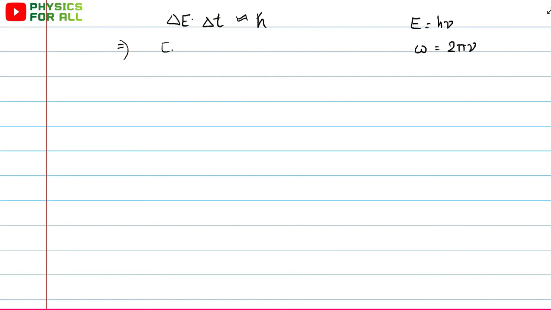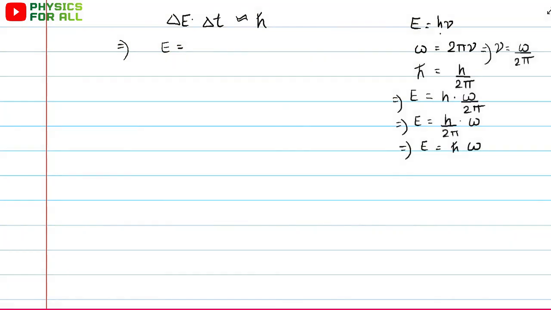This I can write here that my E can be, further, E is h nu and omega is 2 pi nu. So nu becomes omega upon 2 pi. H cut is h upon 2 pi. So if I write here E is equal to h dot, and in place of nu I substitute this value omega upon 2 pi, then I can combine h upon 2 pi, which would give me h cut.